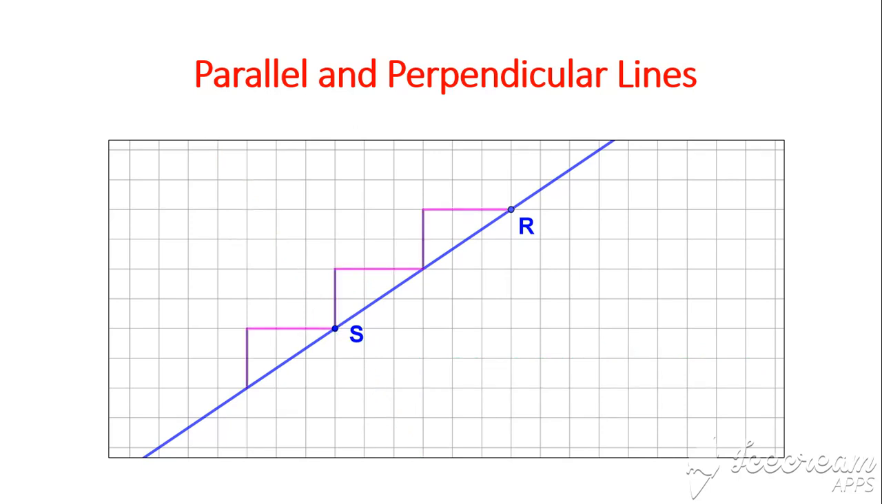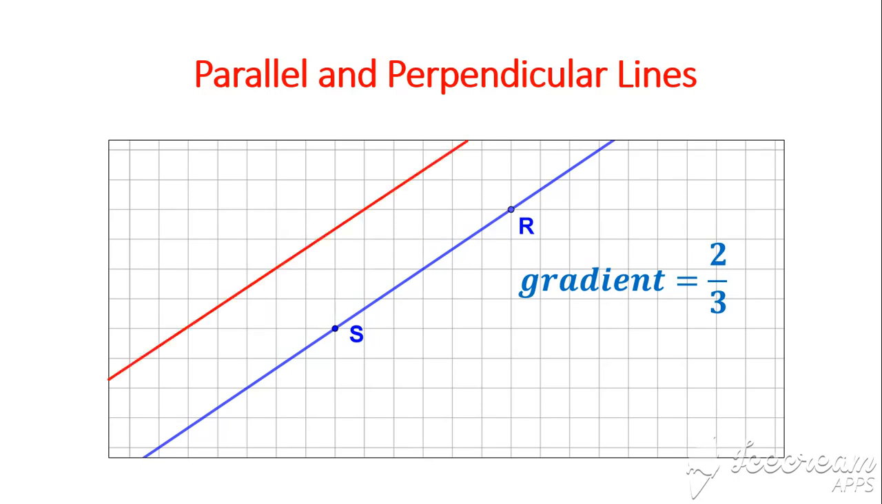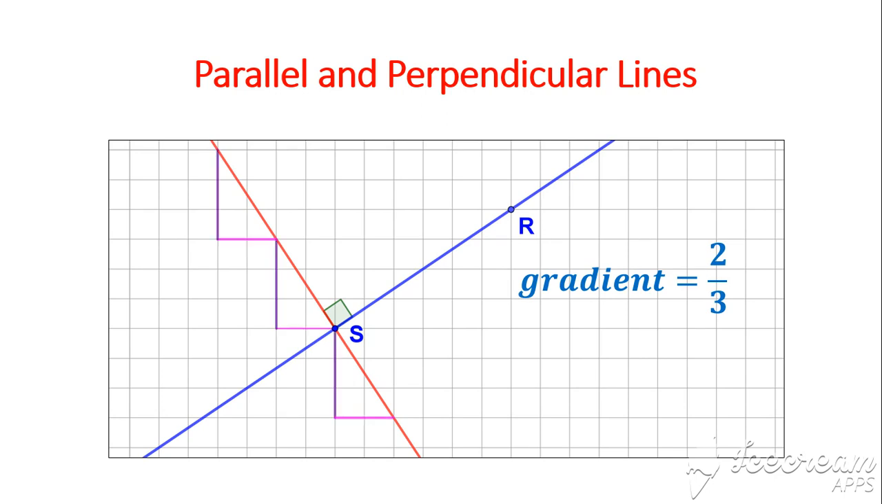Now, if we took the gradient of this first line, we know the gradient rises up 2 and runs across 3, so it has a gradient of 2/3. Well, if we just took a parallel line, it's going to have the same gradient, 2/3. But if we took a perpendicular line, it doesn't have the same gradient. Notice in this example, it drops down 3 and runs across 2. So we're going to write the gradient as -3/2.